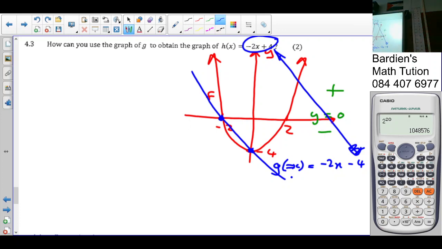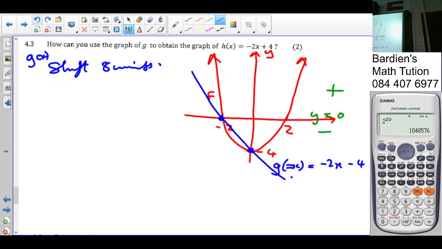So what you would have done was draw the h of x graph. You could have seen the h of x graph would be exactly the same gradient, but cutting at 4 there. Can you see that, people? You could have seen the graph is shifting 8 units up. So the answer to this is: the graph of g of x shifts 8 units up. Okay, let's look at 4.4.